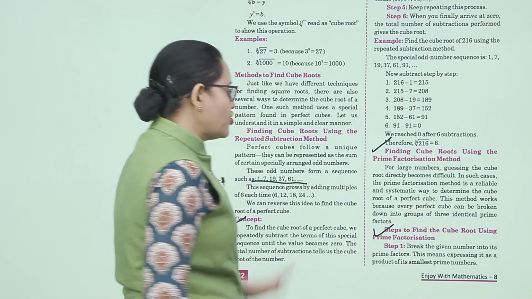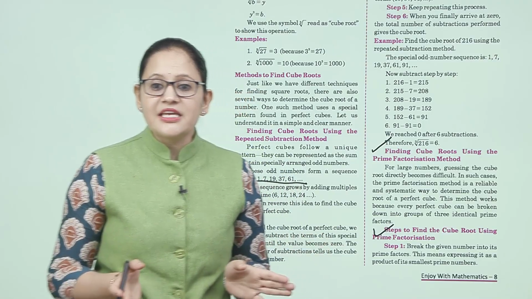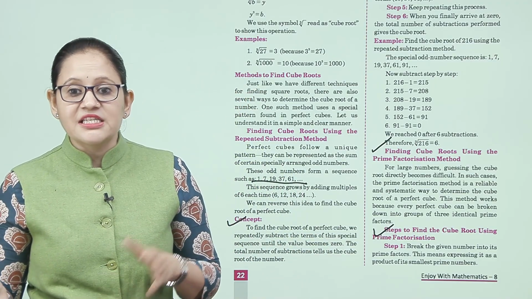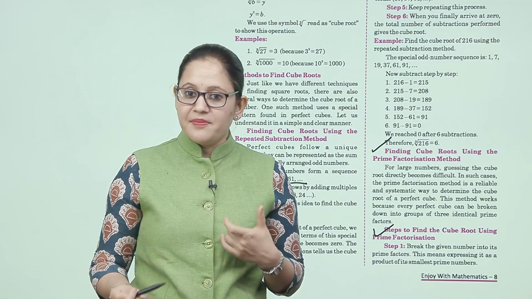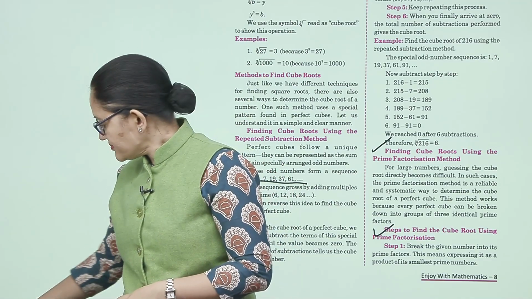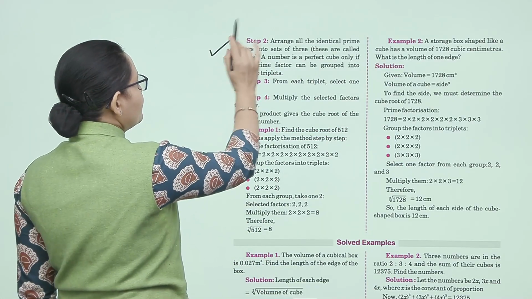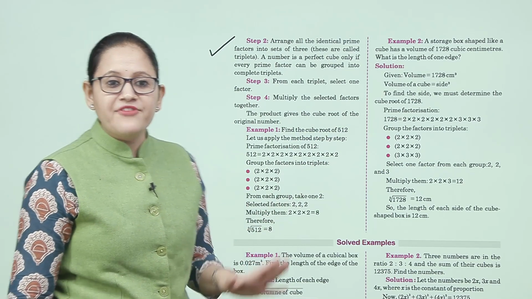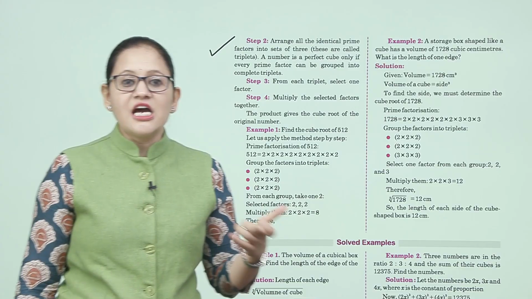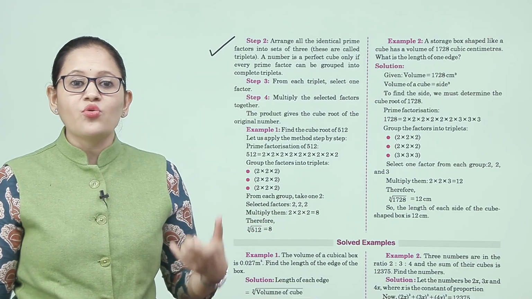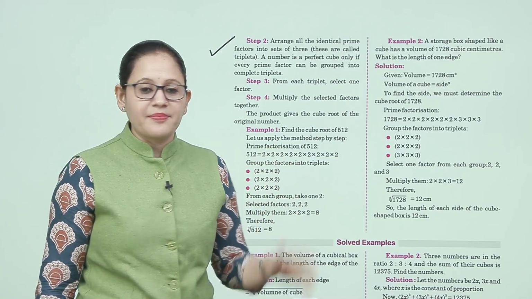Now, steps to find the cube root using the prime factorization method. Step 1. Break the given number into its prime factors. This means expressing it as the product of the smallest prime numbers. Clear? Step 2. Arrange all the identical prime factors into sets of 3. Sets of 3 are called triplets. The number is a perfect cube only if every prime factor can be grouped into complete triplets.